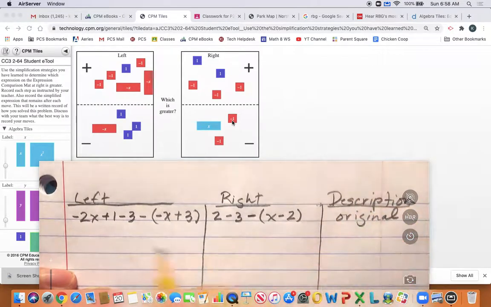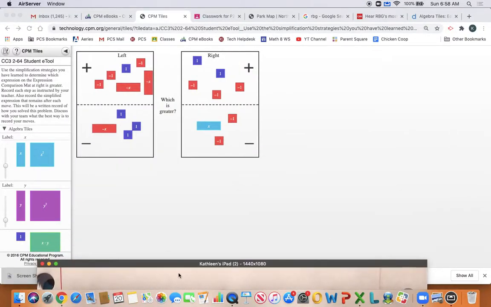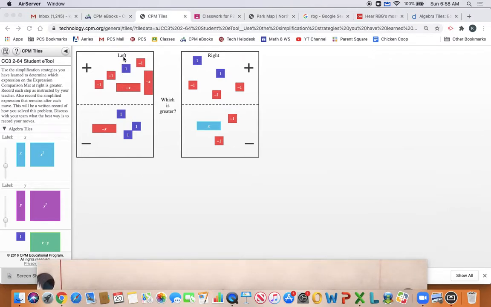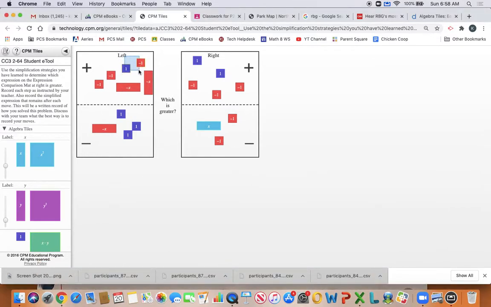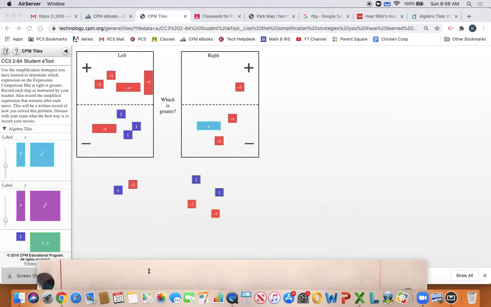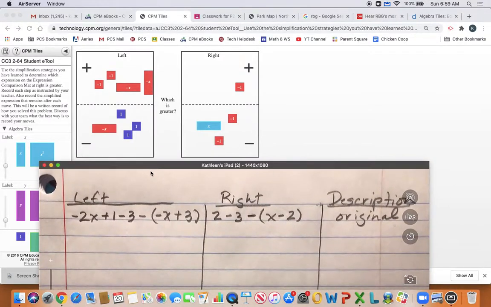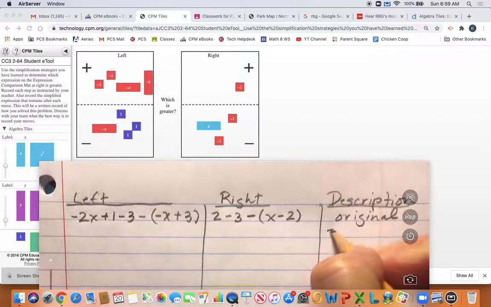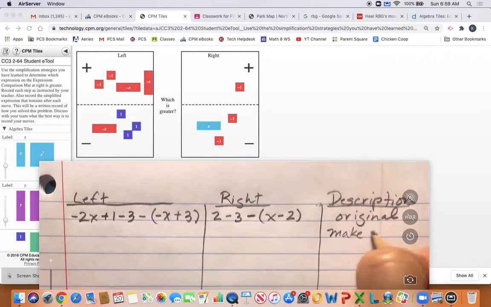All right, now we're going to start simplifying. Let's see, first we can make zeros. So I'm going to click and drag and pull these zeros off. I don't see any other zeros I can make. I have 2 pairs right here, so I'll click and drag and pull these pairs off. And then we're done. We can't do anything else right now. So let's pull our paper back up and record what we've just done, which was make zeros.